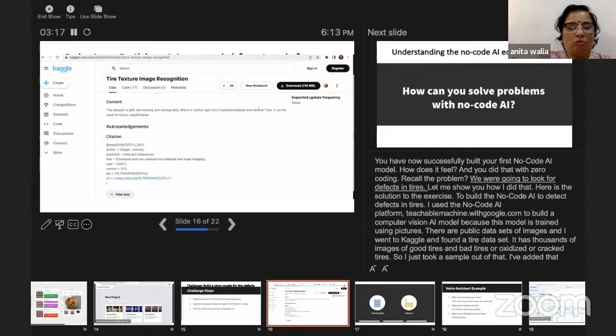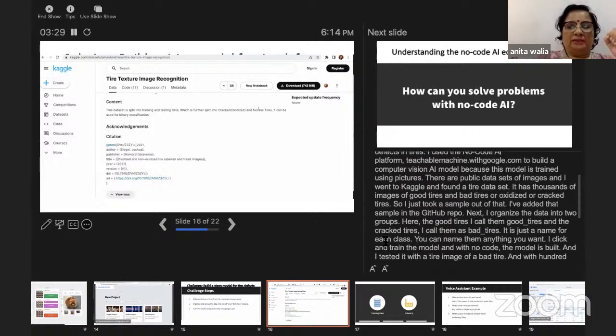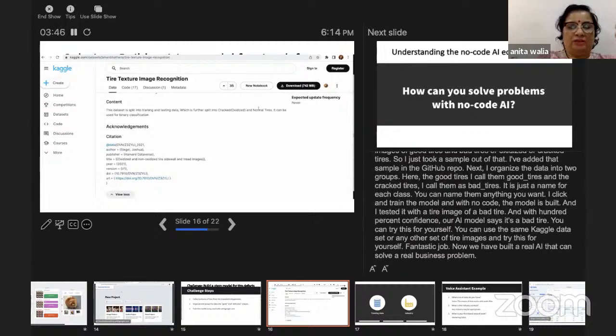AI tool, a no-code AI tool, and you can predict. So you can build an AI computer vision model using these kinds of trained pictures which are available. These are all public data sets of images which you can find. Thousands of images of good tires and bad tires, oxidized, cracked tires, all kinds of samples you can see. I will also take you through the GitHub repository which I have created for you.